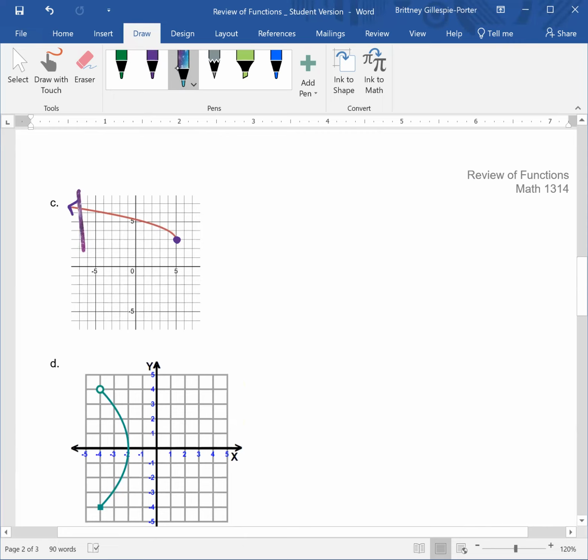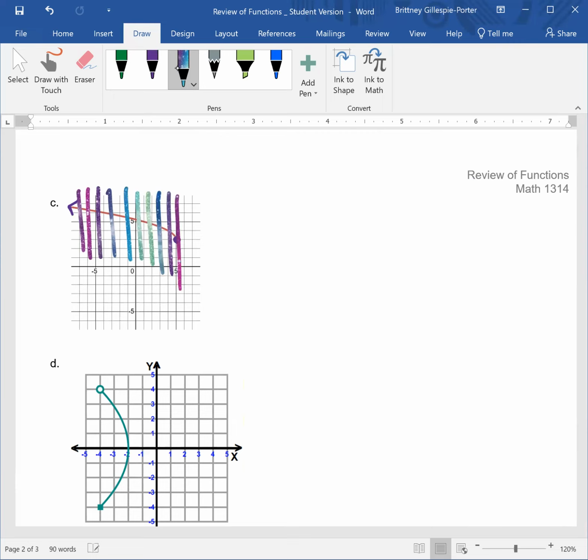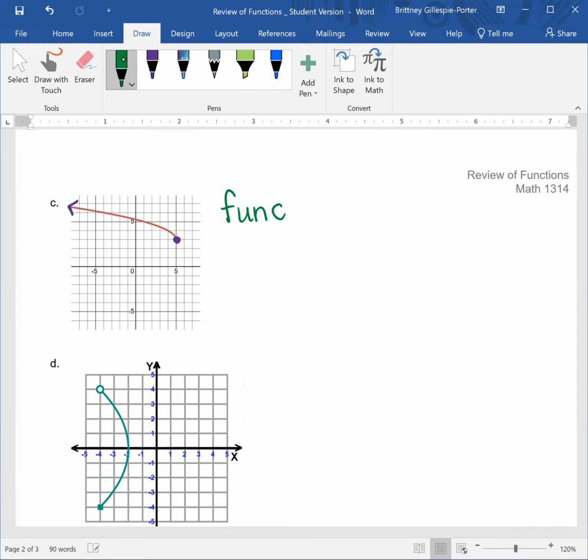If I do the vertical line test, I'm only hitting the graph once each time I do my vertical line, which means we pass the vertical line test and we do have a function. After we've determined it's a function, we can do the domain. Remember, domain is x, smallest to largest. To the left, we have the arrow, which means it just keeps going further into the negative x values, which means we have negative infinity.